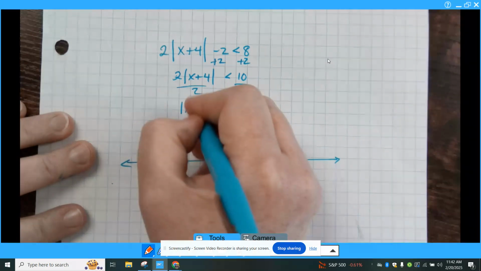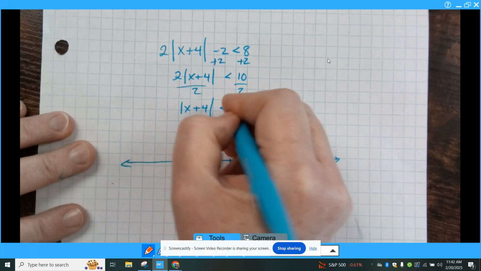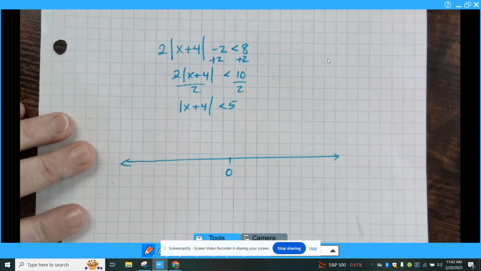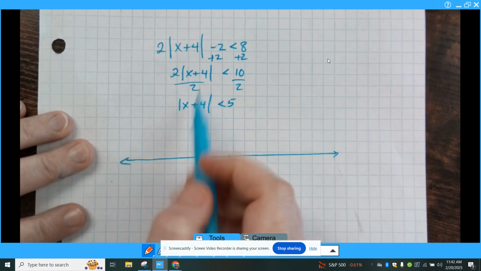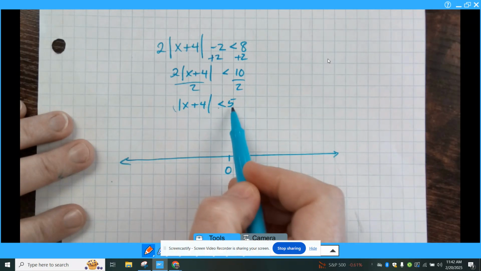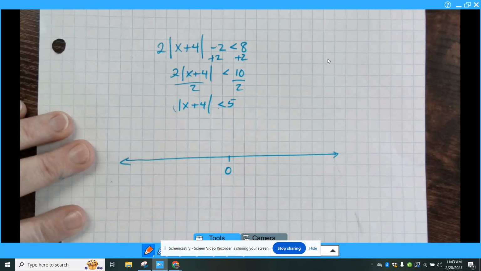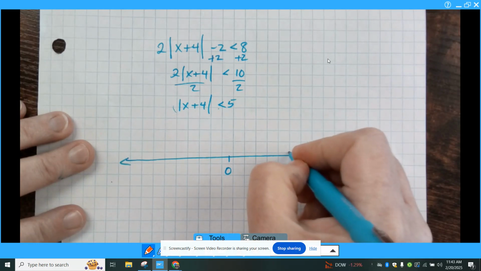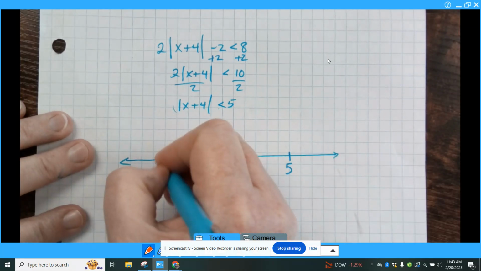So we have absolute value of x plus 4 is less than 5. So remember, absolute value is distance from 0. So this is saying your distance from 0 has to be less than 5. There are 2 numbers that are 5 away from 0. One is at positive 5, and the other one is at negative 5.